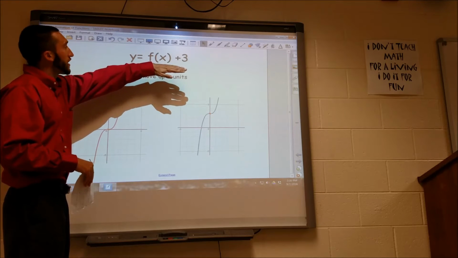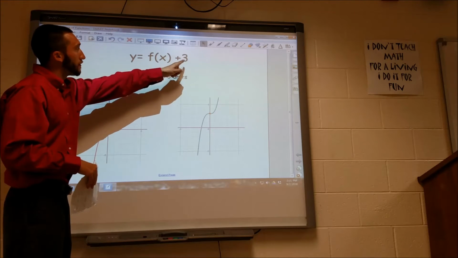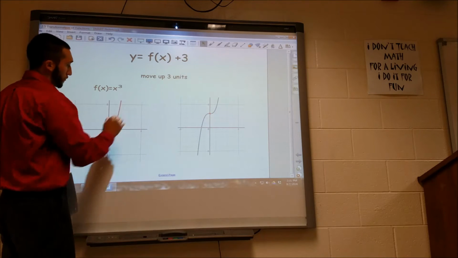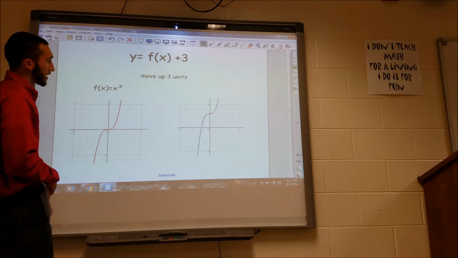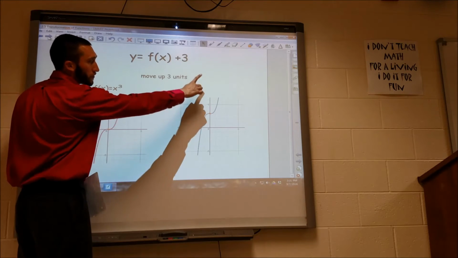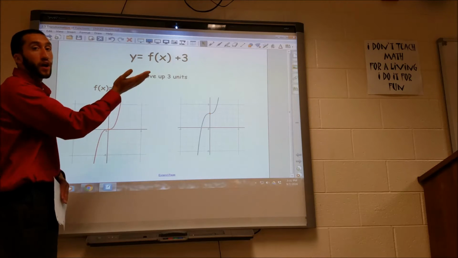Likewise, if the plus 3 is outside of our function, it's going to move up 3 units. So here again, our basic x cubed, and it has moved up 3 units. So it's shifted up 3 units.